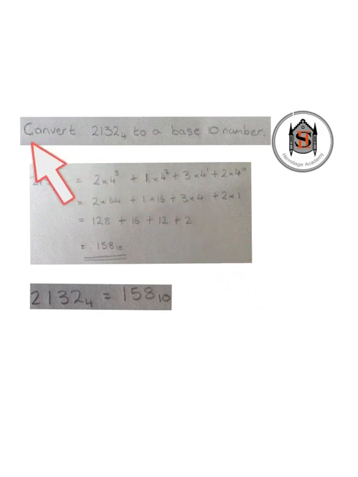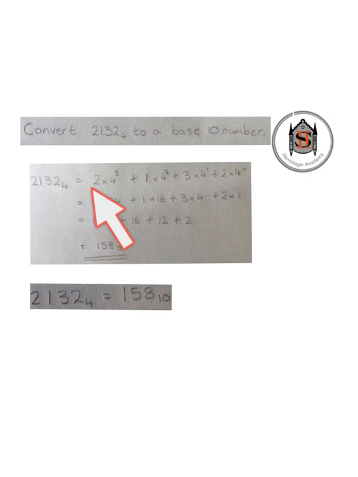So in this question we want to convert 2132 in base 4 to a base 10 number. Now to start this process, what we want to do is look at the number we're given, which is 2132 in base 4. And what we want to do to start with is put down our first number, which is 2.